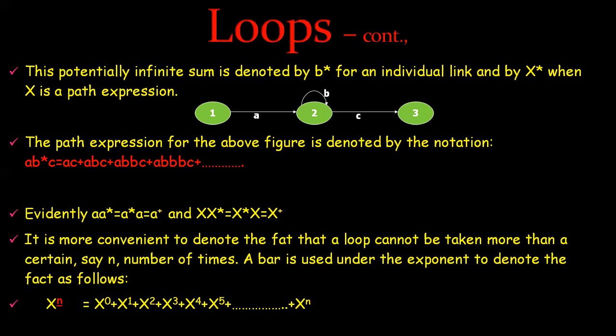It is more convenient to denote the fact that the loops cannot be taken more than a certain, say, n number of times. In that particular case, a bar is used under the exponent to denote the factor. So here we are representing X n bar, with the bar under the exponent, which means that it has a finite n value. That is X0, X power 1, X square, X cube, X4, X5, up to X power n, finite.